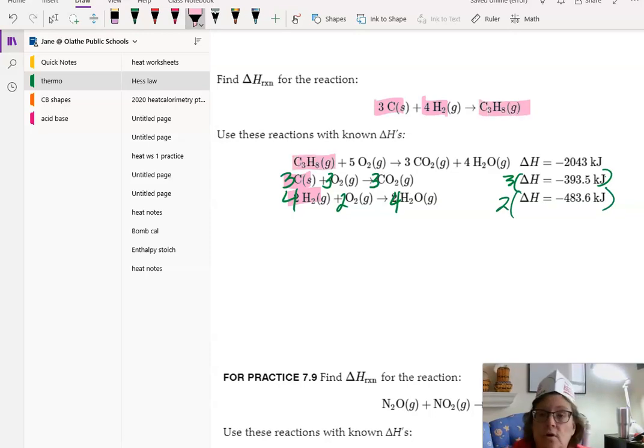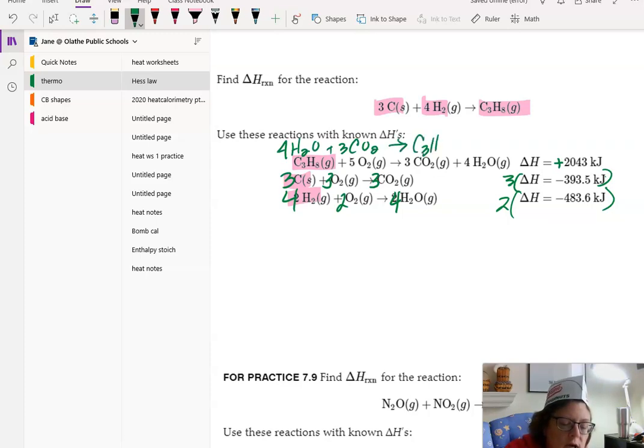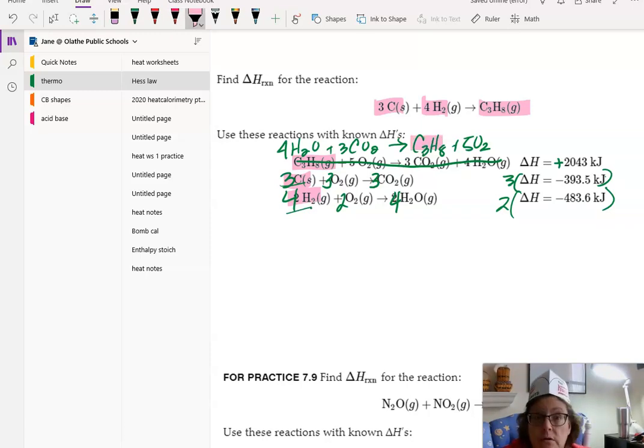C3H8 is on the wrong side. So I'm going to reverse that reaction. So this is going to become a positive, and I'm going to have 4H2O plus 3CO2 gives us C3H8 plus 5O2. Okay? Now let's make sure everything cancels out. We've got 3 carbons, 4 hydrogens, 1 propane, 1 propane. Everything else should cancel out now, whether we go through the process or not.